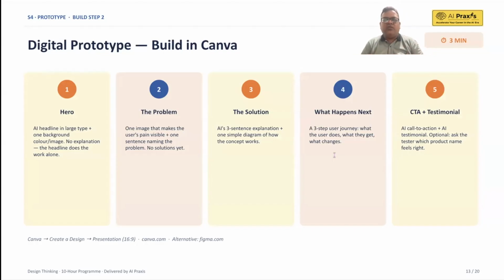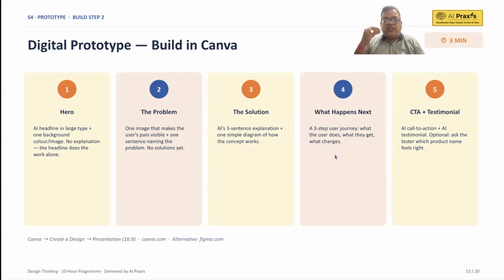You can start with hero, that is one bold headline and one strong image or background. If you have to explain your headline, it's not strong enough, right? Now you have to show the problem. Use one image and one sentence that helps users immediately recognize their pain. So don't introduce the solution yet. Okay. Then explain the solution. You can use the AI generated 3 sentence description and add one simple diagram that shows how your idea works. Keep it visual and easy to understand.